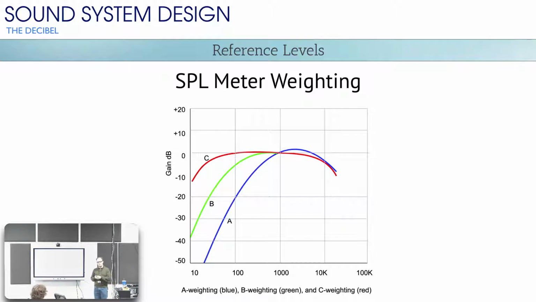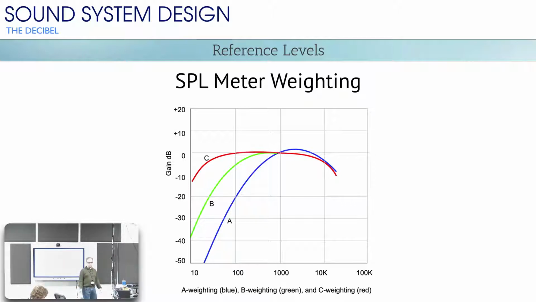So my rule of thumb is, if it's 80 dB or less, use A weighting. If it's more than 80 dB or so, use C weighting, just so that what you're measuring is closer to what your ears are hearing. Okay? So remember that, and remember this: dB SPL.